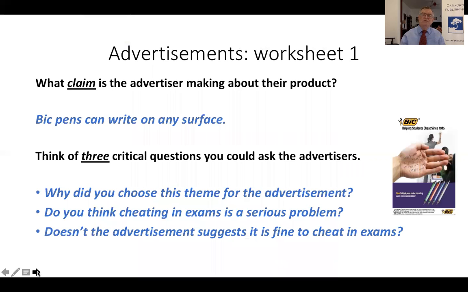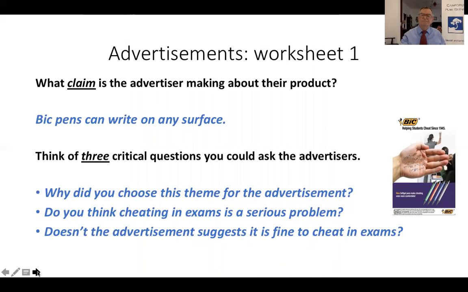We might fill in the worksheet like this. So the claim is that these big pens can write on any surface. So the answers, the questions you might ask: why did you choose this theme for the advertisement? Do you think cheating in exams is a serious problem? Doesn't the advertisement suggest that it's fine to cheat in exams? And so on. Is it ethical, perhaps, to use this topic?